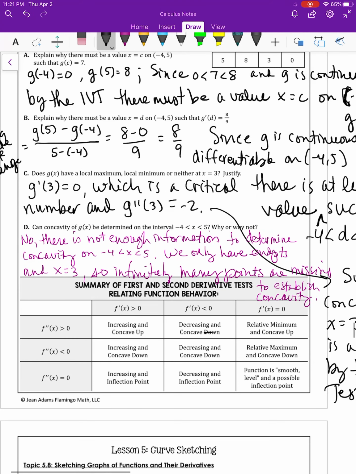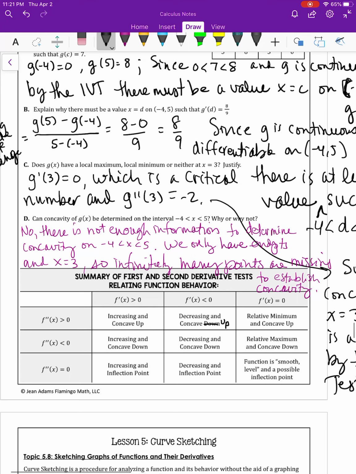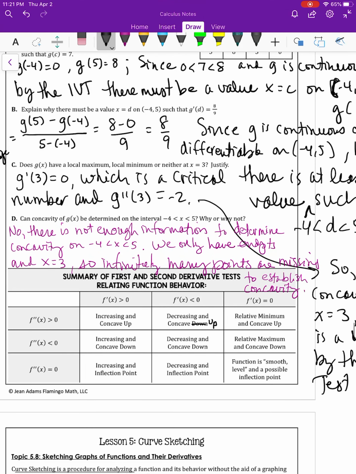Negative first derivative, decreasing, positive second derivative, concave down. This is supposed to say up, sorry. Positive second derivative, that should have been up. So decreasing and concave up, sorry about that. Negative first derivative is decreasing, negative second derivative, concave down. Negative first derivative, decreasing, second derivative of 0 is an inflection point.